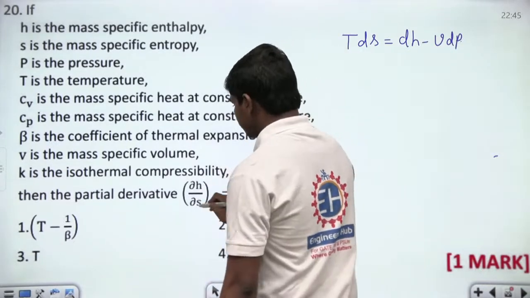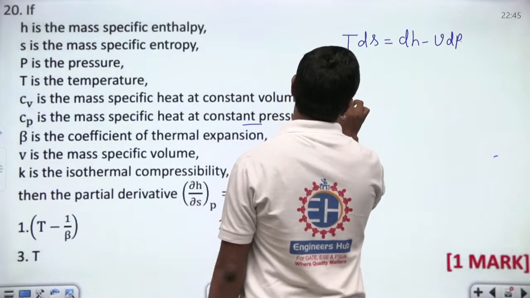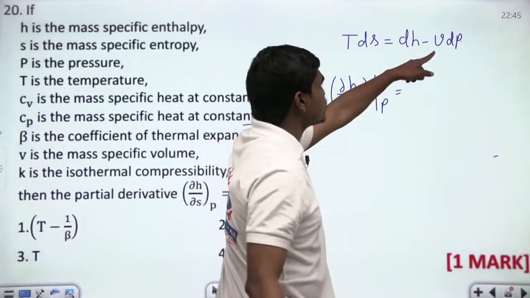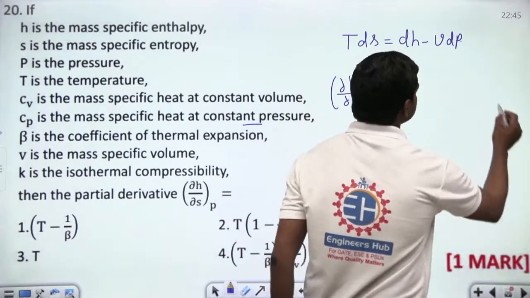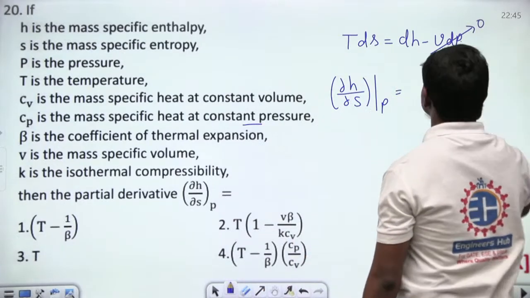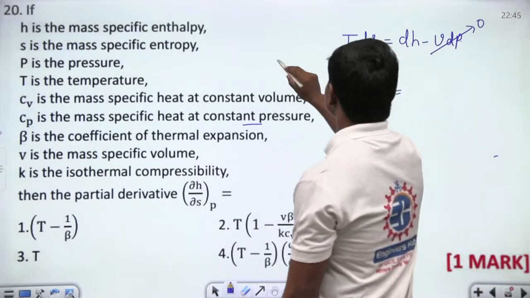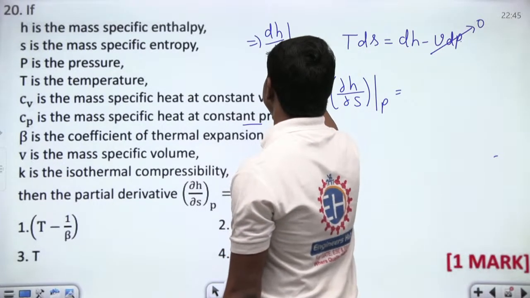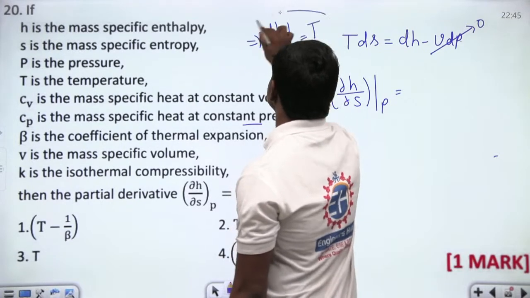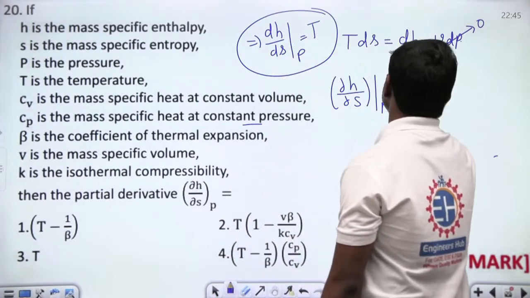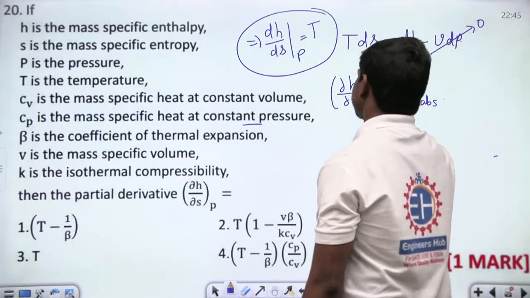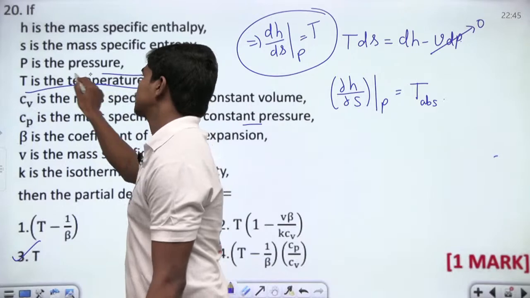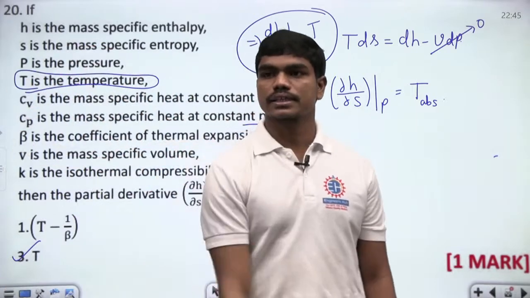then this expression dou H by dou S at constant pressure, at constant pressure this dP is 0, correct? So at constant pressure dP is 0, which means your TdS is equal to dH, which means dH by dS at constant P is always equal to your temperature. Okay, so this is nothing but T. Of course it's absolute, so this is T, which is given here. T is the absolute temperature. So T is the correct answer in this case.